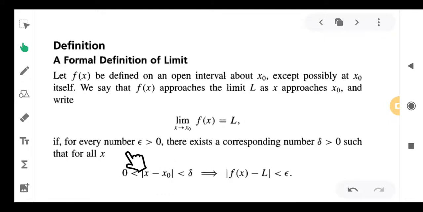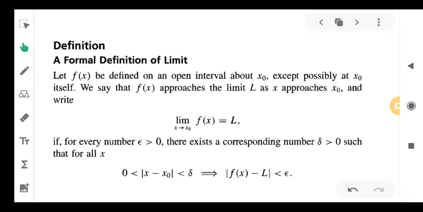So this is a game. It means given epsilon greater than 0, you will be able to find delta depending upon that epsilon, sometimes, or sometimes independent of epsilon. That will be uniform continuity, etc. You will be learning later. Anyhow, this is the formal definition of a limit.